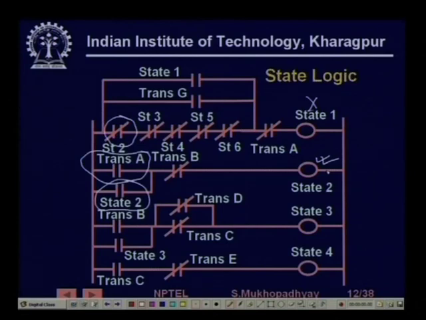Now, when state 2 is on, in the next cycle some other transition will become enabled, depending on what sensor signals are coming. Similarly, for example, in state 3, at some time transition B will take place. Transition B means that, let us see transition B.